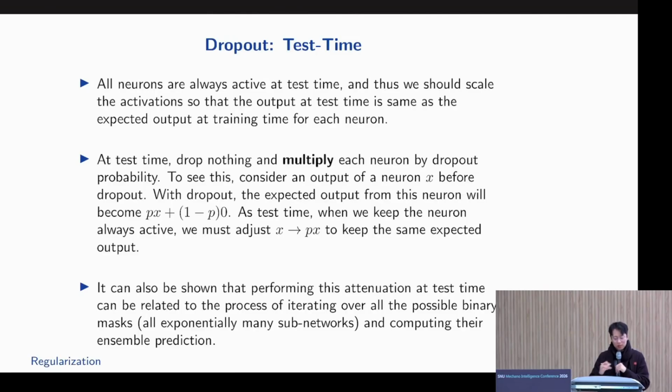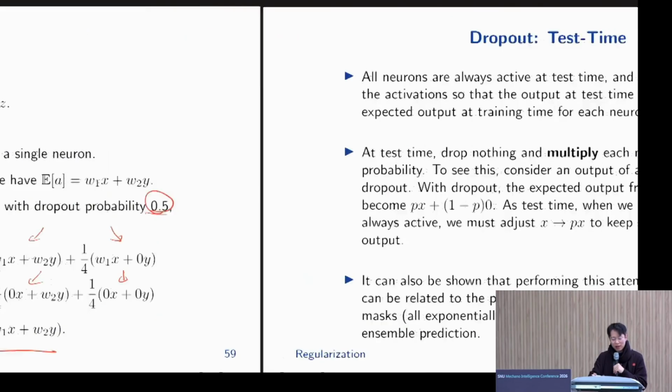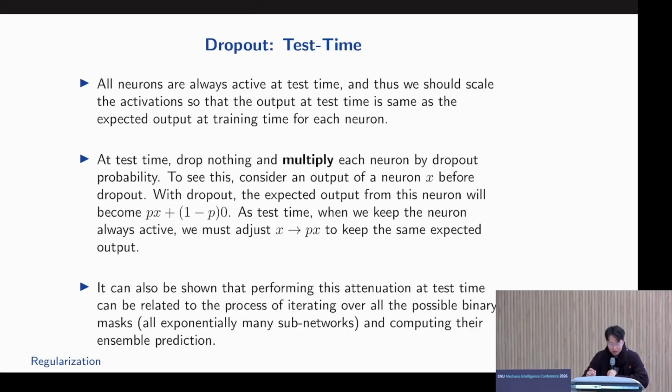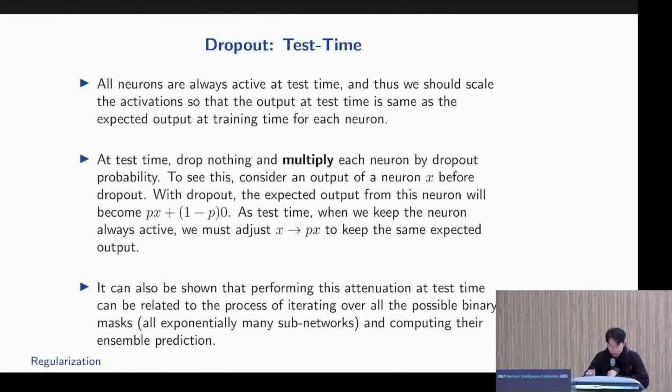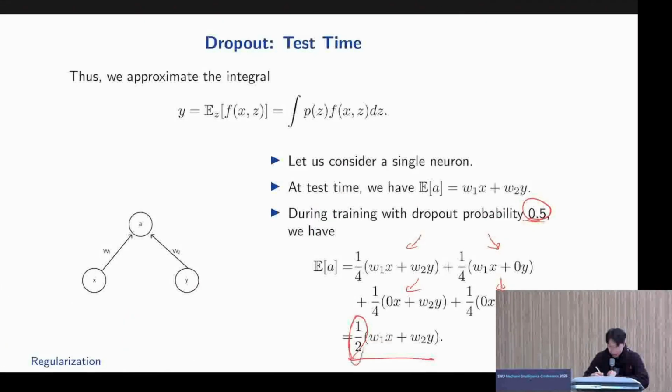So during test time, we don't want any randomness. We want deterministic behavior. So all activations will be kept alive. We're not going to drop anything. But if you look at the expectation, we're going to be expecting output attenuated by the dropout probability.